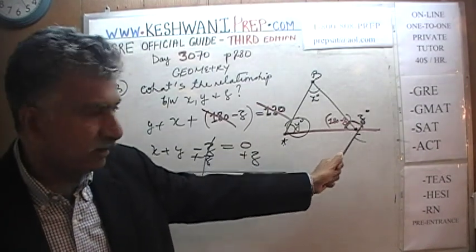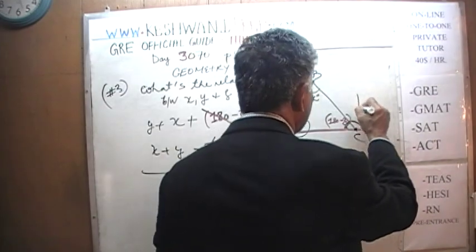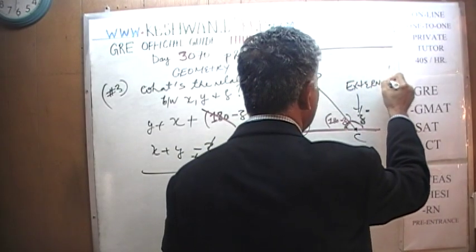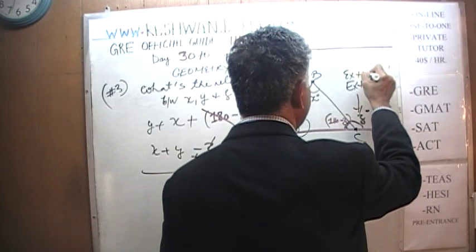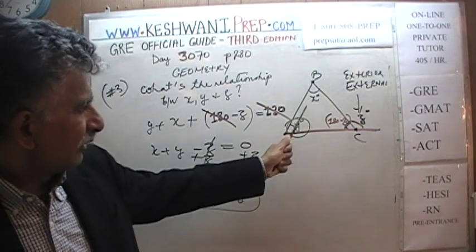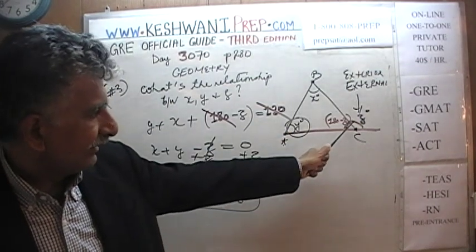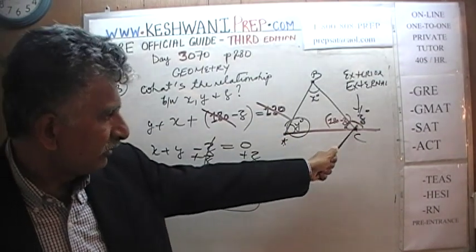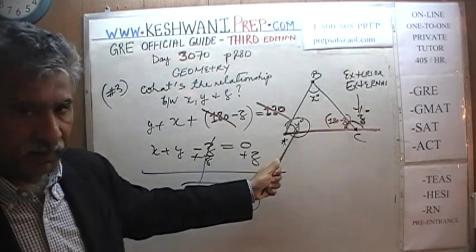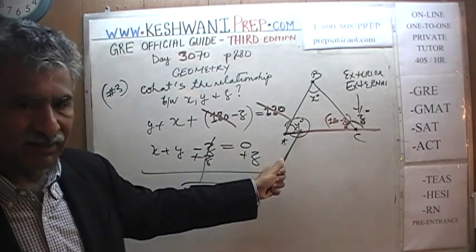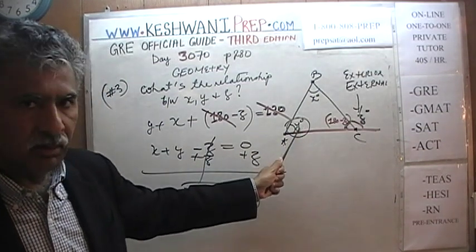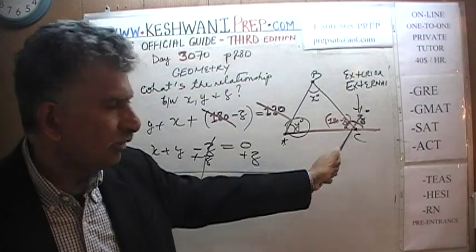Sometimes it's called exterior angle, sometimes it's called external angle. So, the sum of the, this is what we're talking about, the opposite to that angle is this and that. The sum of the opposite interior angles, these are called interior angles because they are inside the triangle. The sum of the opposite interior angles is always equal to the exterior angle.